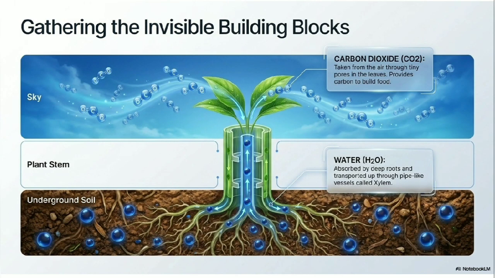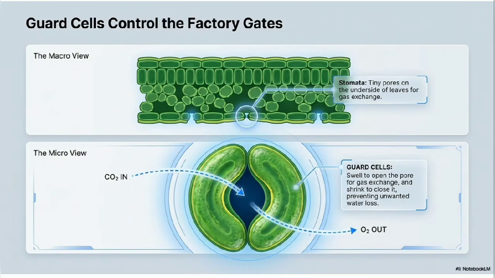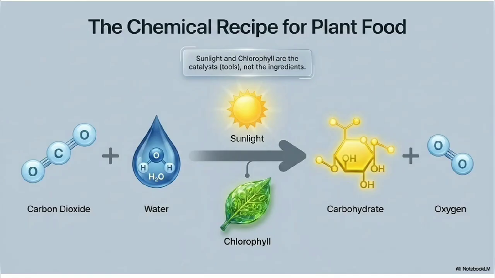So how does this process take place? Now let us understand what happens inside a leaf. The leaf acts as a small food factory. So inside the leaf, what happens? The carbon dioxide enters through the stomata.